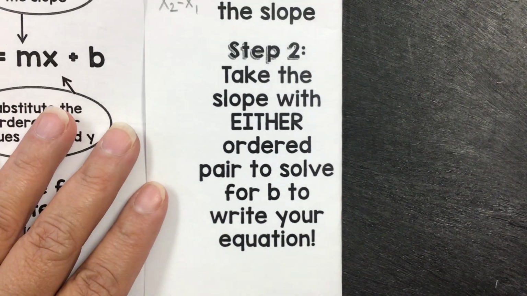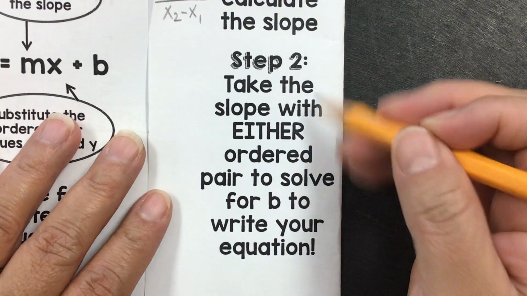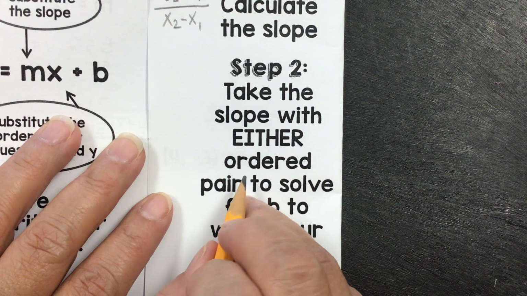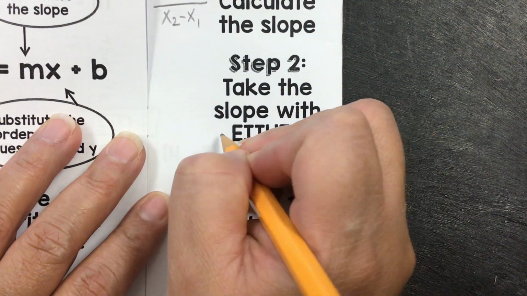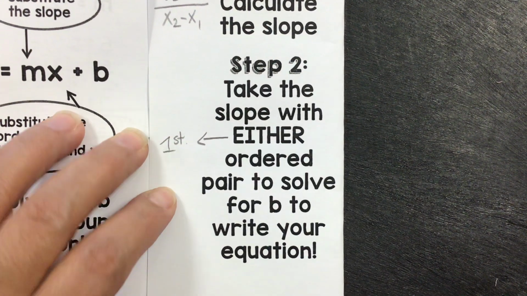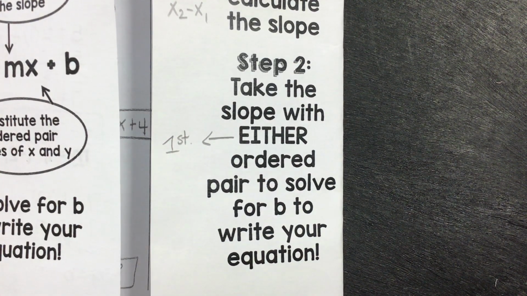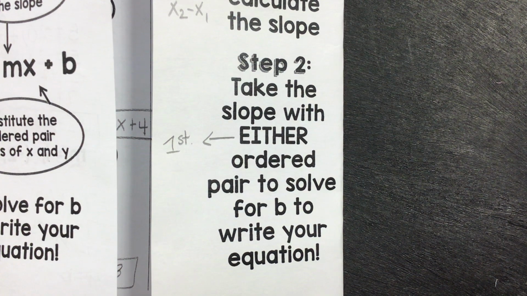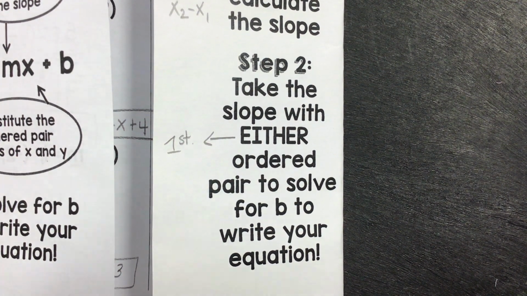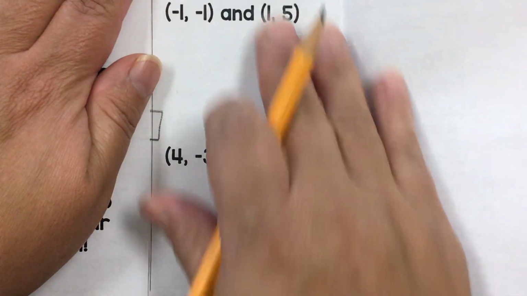So most students, what they do is select the one that they consider easier. I'm always just going to select the first one, just to stay consistent. So I'm going to take always that first ordered pair, just so you can figure out a pattern. But you can choose either point. So let's take a look.